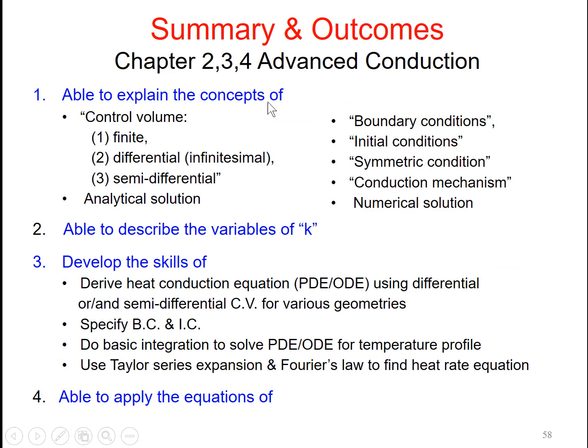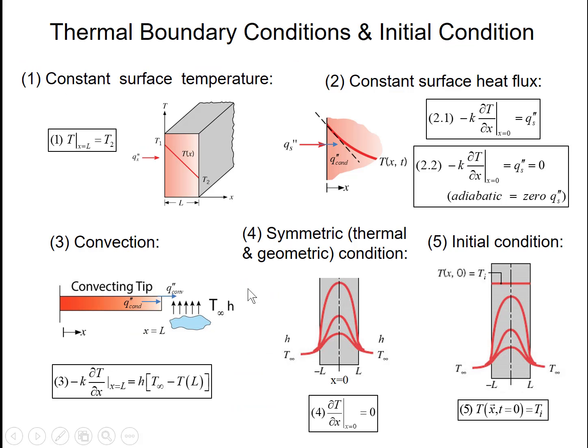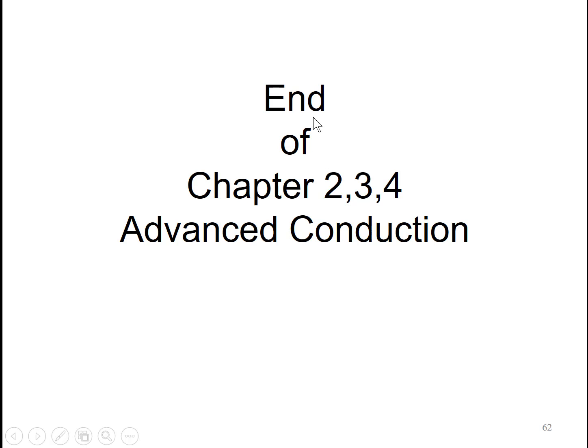At this point, we covered chapters 2, 3, 4, advanced conduction. This is the beautiful summary and outcomes about the concepts, the variables, the scales, and the equations. And this ends chapters 2, 3, 4.